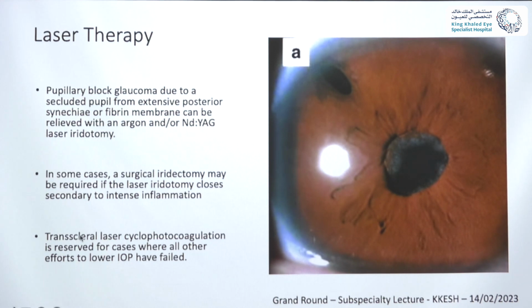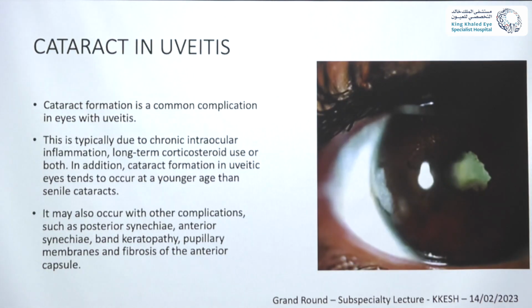CPC, or transscleral laser cyclophotocoagulation, is reserved for the eyes that have a poor prognosis or eyes that you've done everything to control their IOP and still it is high. However, it's used with caution because of the risk of hypotony. Okay, so we use it but with caution, low power, not to treat all sectors. All right.